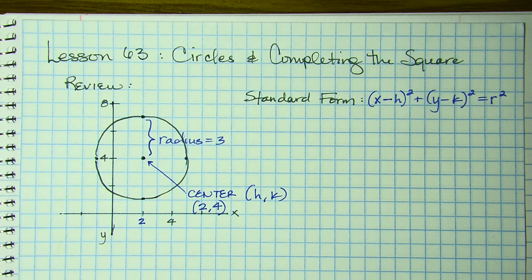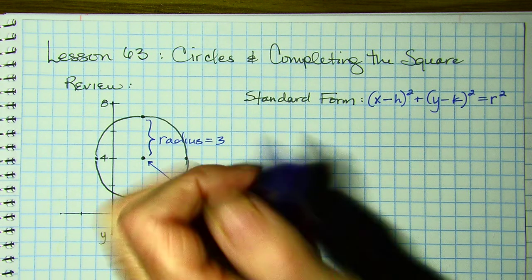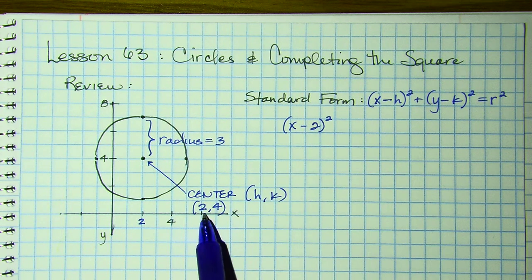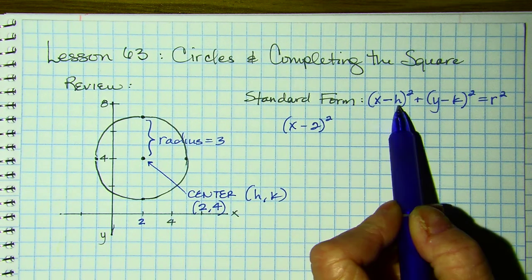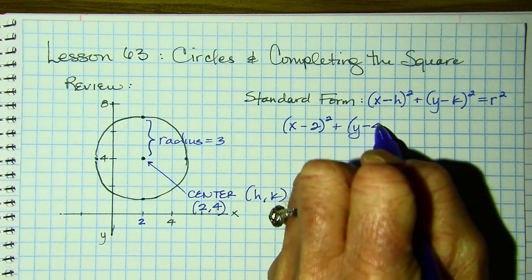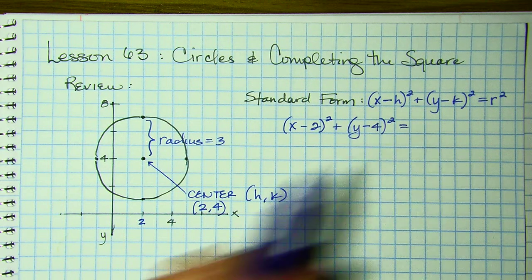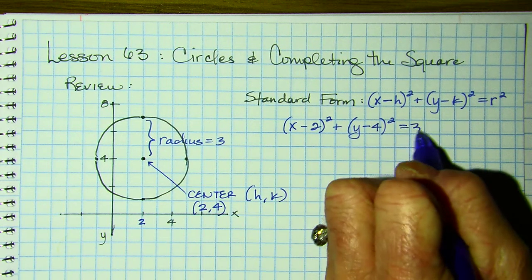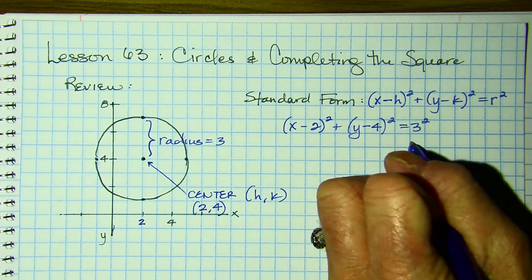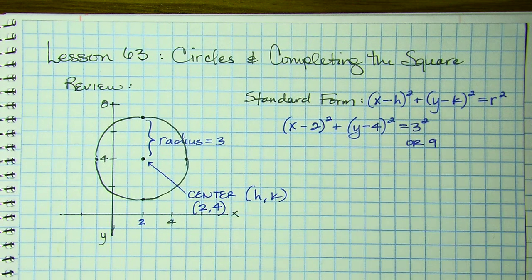So if we use the information I have based on this graph, my equation would be x minus 2 squared, because h is positive, so I would plug a positive h here, plus y minus 4 squared equals my radius of 3 squared. Now you can leave it in that form, or you can just write 9. It's really up to you and how you'd prefer.